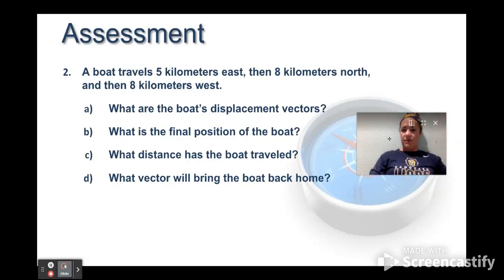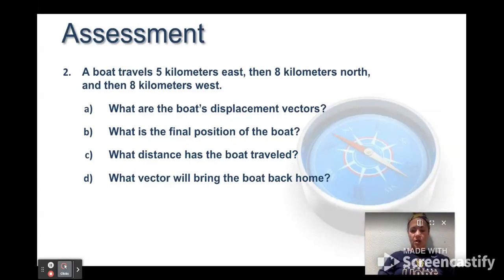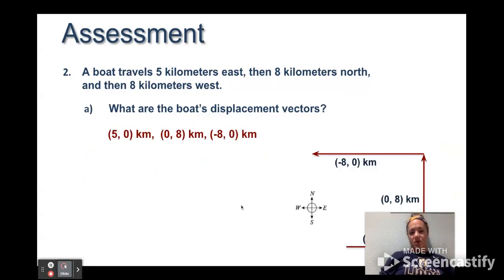All right, so a little bit of practical word problem solving. Please pause and try this one out for yourself. A boat travels 5 kilometers east, 8 kilometers north, then 8 kilometers west. What are the boat's displacement vectors? What is the final position of the boat? It's going to give us how to solve this with a couple of different options.